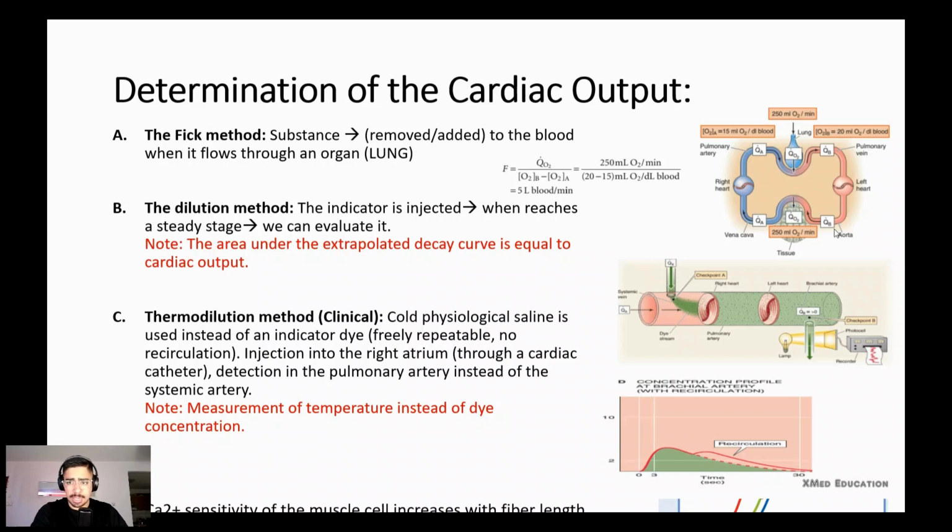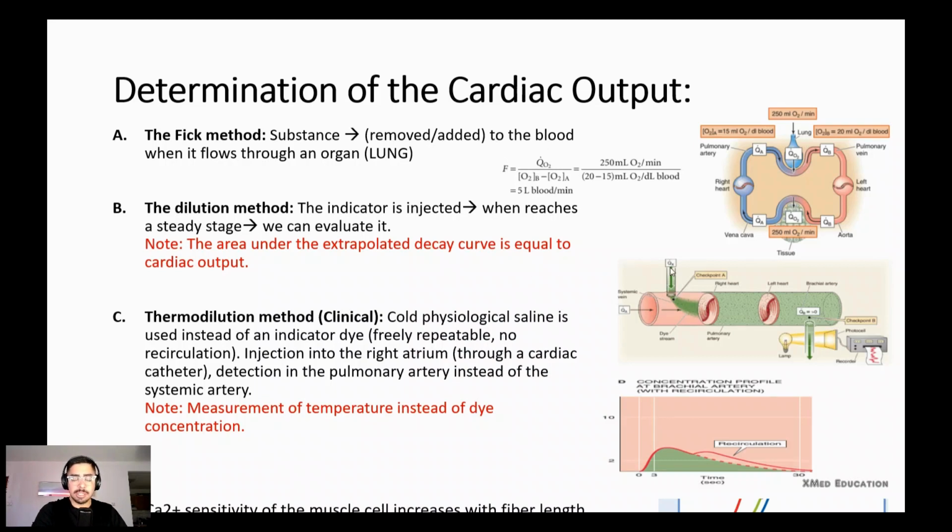For example, one of the easy ones is the lung. We give oxygen, this oxygen goes through the systemic vessels and they go back to the right heart, then to the pulmonary arteries, and there will definitely be a difference in the level of oxygen here and here, and from that difference with this equation we can calculate the cardiac output.